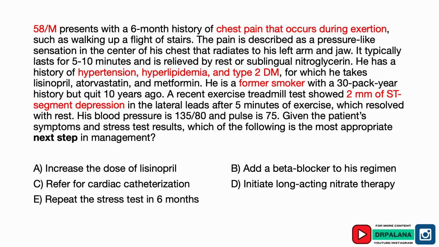Given the patient's symptoms and stress test results, which of the following is the most appropriate next step in management? A. Increase the dose of lisinopril. B. Add a beta blocker to his regimen. C. Refer for cardiac catheterization. D. Initiate long-acting nitrate therapy. Or E. Repeat the stress test in 6 months.